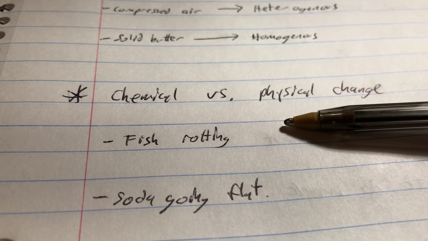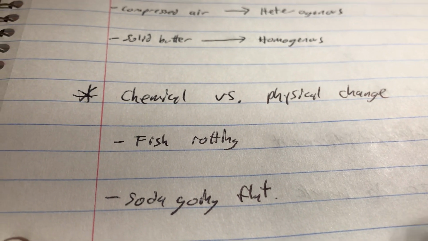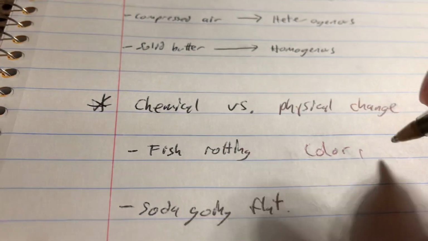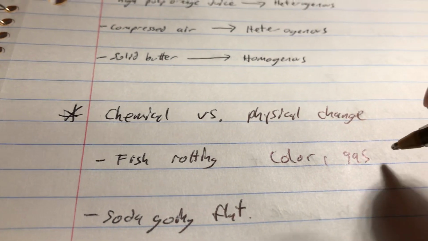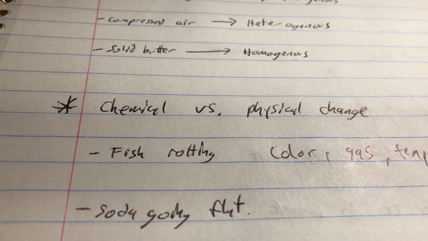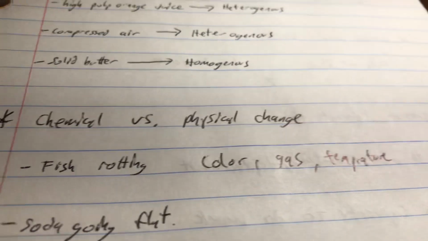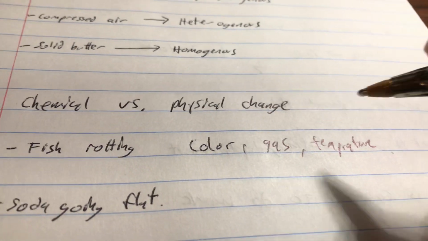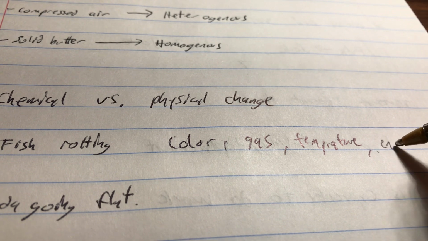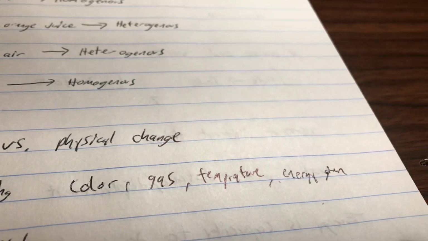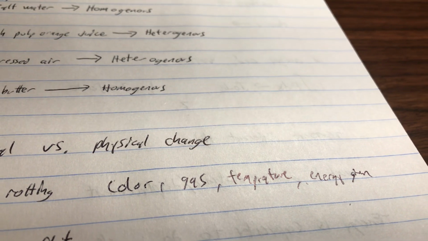When you're looking for chemical changes, you want to look for changes in color, gas, if there's new gas being released, and temperature. I don't know if there's a fourth one, but those are usually the ones I look for: a color change, gas, or energy being given off. Like if it starts glowing, like a glow stick or something, that's a chemical change.